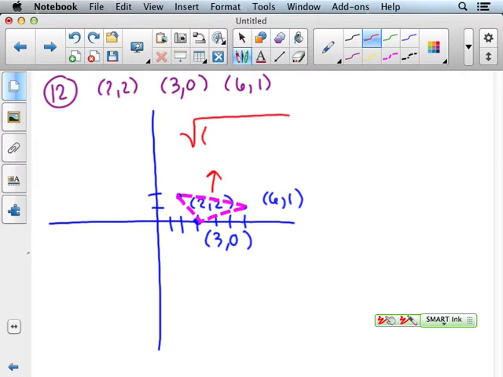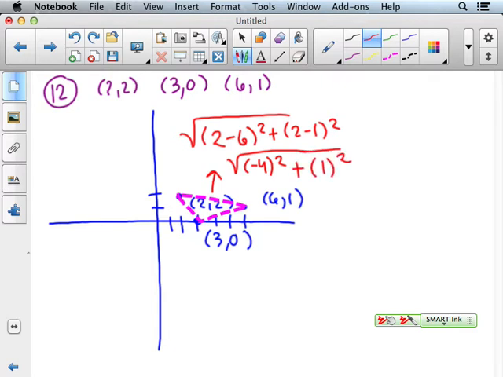distance formula. Everybody should know the distance formula by now. So I've got 2 minus 6 squared plus 2 minus 1 squared. That gives me negative 4 squared. Notice I'm putting the parentheses to show that I'm squaring the whole negative 4, plus 1 squared. And that gives me 16 plus 1, so we get square root 17. Okay, so that's this side here.